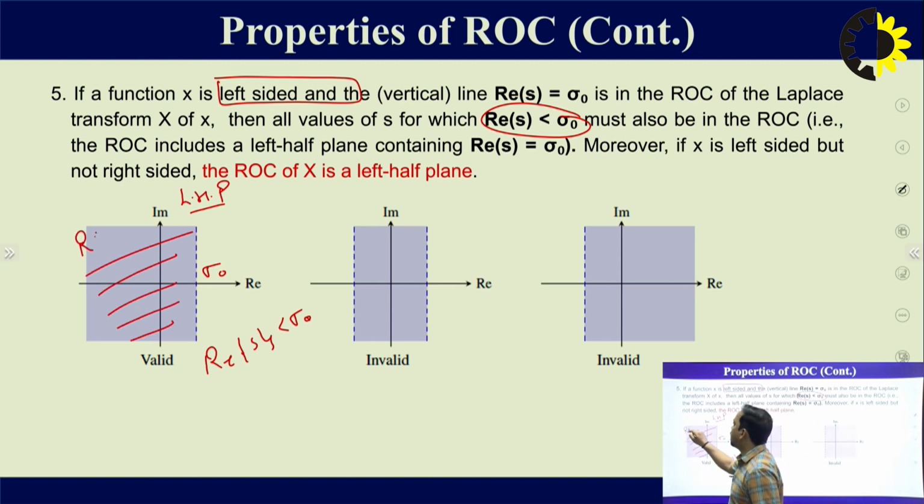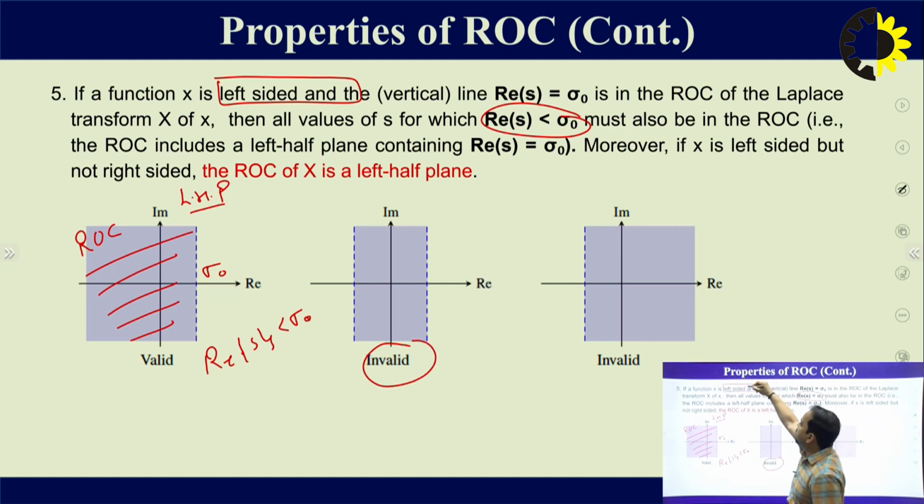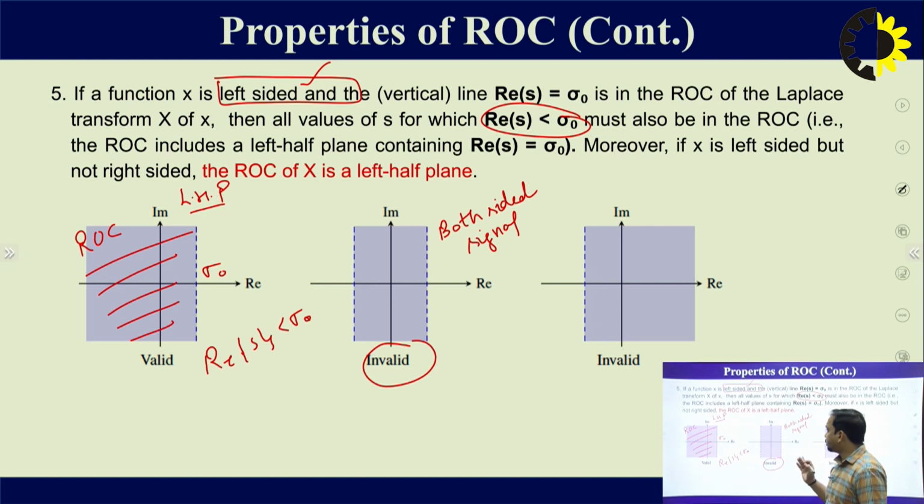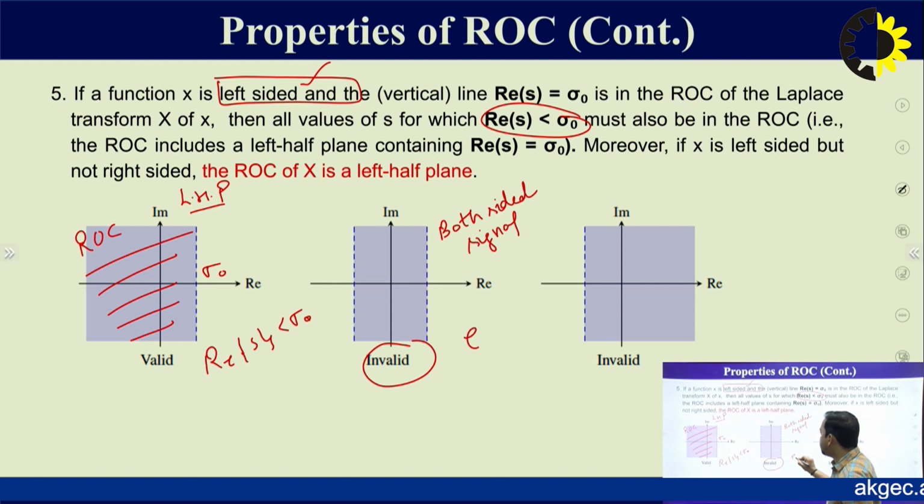This is the ROC. So again, this will be invalid because our signal is a left sided signal, and we are aware that this type of ROC is possible only when we have a both sided signal. A both sided signal means the signal is a combination of right sided as well as left sided, like e raised to minus a mod of t. So for those types of signals we can have this type of ROC.